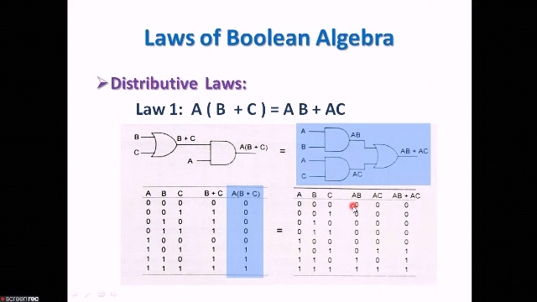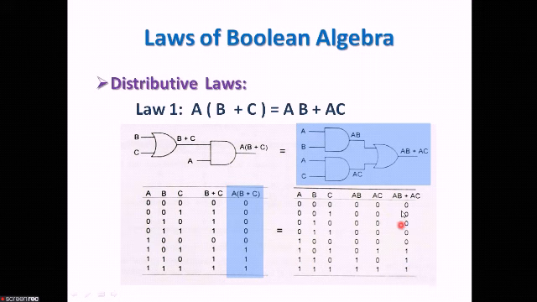For 0, 0, 0, the outputs are 0, 0 and 0. 0, 0, 1 gives 0, 0 and 0. 0, 1, 0 gives 0, 0, 0. Next is 0, 1, 1, giving 0, 0 and 0. Next is 1, 0, 0, so it is 0, 0 and 0. Next is 1, 0, 1, so it is 0, 1 and 1. Next is 1, 1, 0, giving 1, 0, 1. The last one is 1, 1, 1, so it is 1, 1 and 1.